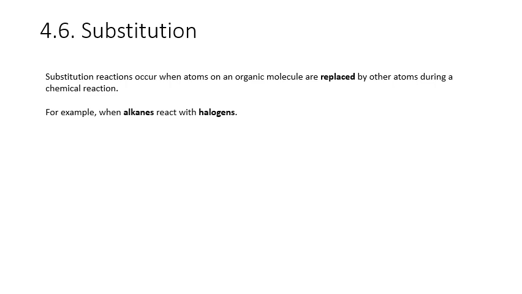So, for example, when alkanes react with halogens. In A level you actually learn the mechanism for this reaction, but let me just show you what this might look like. So an alkane here, we've got ethane, and we're going to react that with a halogen. Any halogen would do, let's say chlorine.